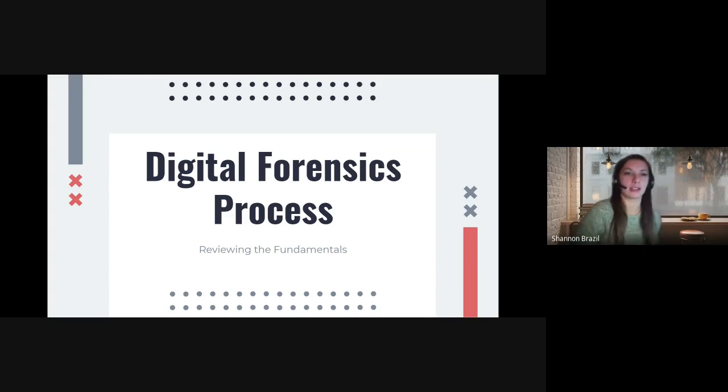It's for our digital forensic process, and we're going to be reviewing the fundamentals of digital forensics. Digital forensics follows a specific process. There are 6 steps, and it's super important that you understand each step and you're not skipping and not cutting any corners, because any step where you misstep could result in the case failing or getting thrown out.